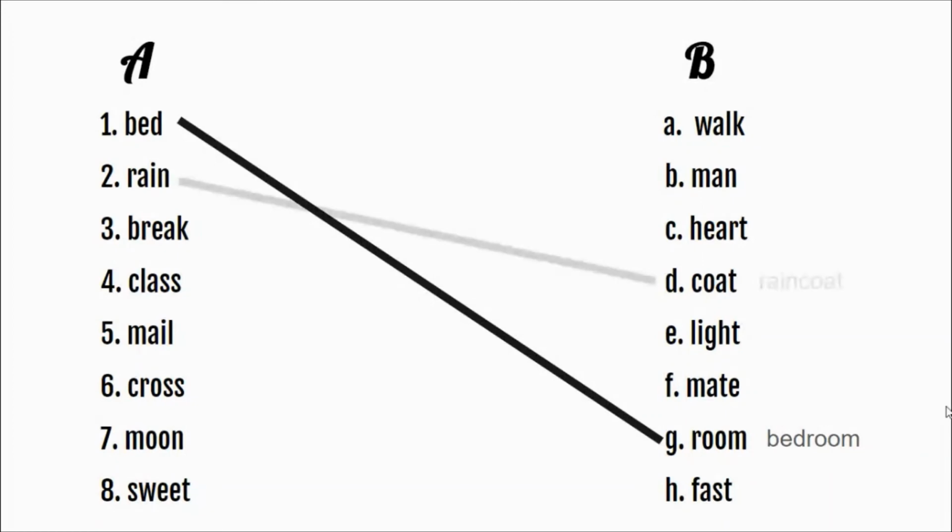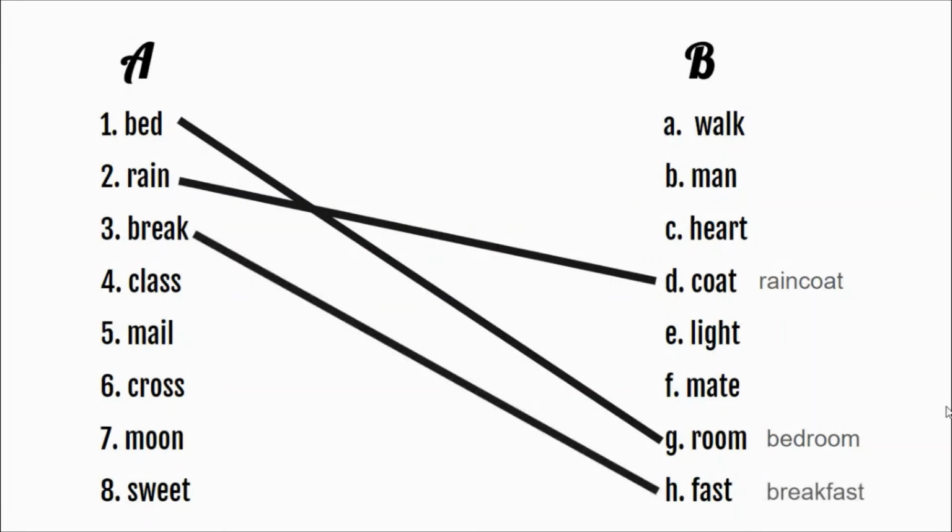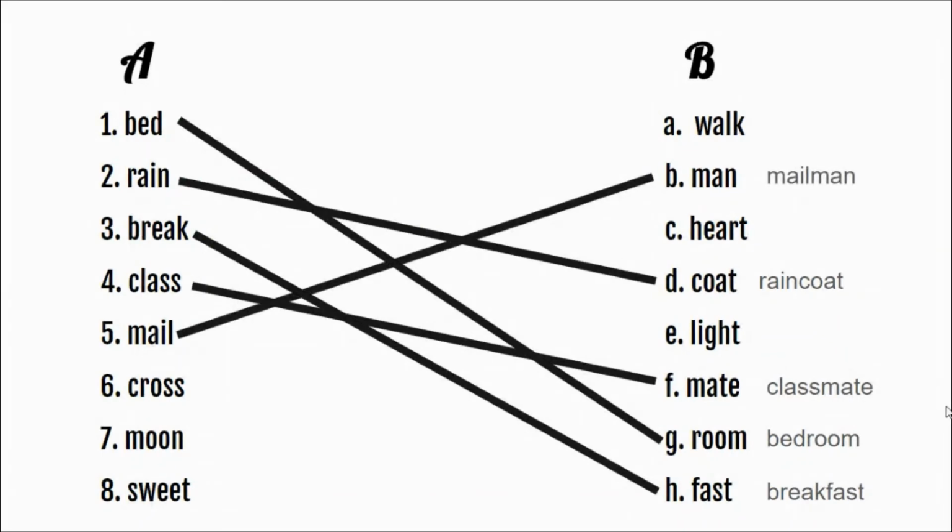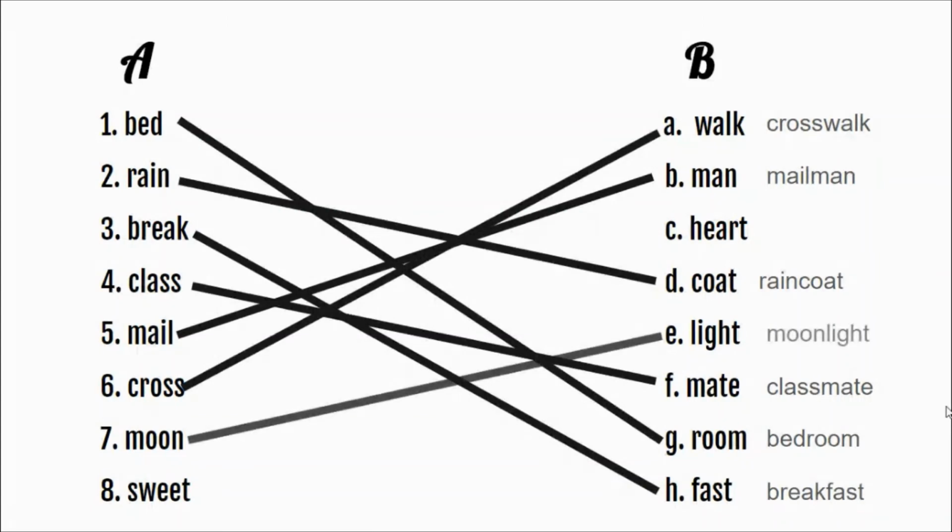Okay, so we have raincoat, breakfast, classmate, mailman, crosswalk, moonlight, and sweetheart. Very nice.